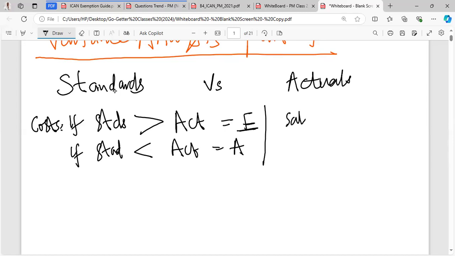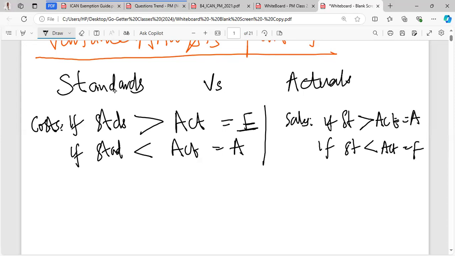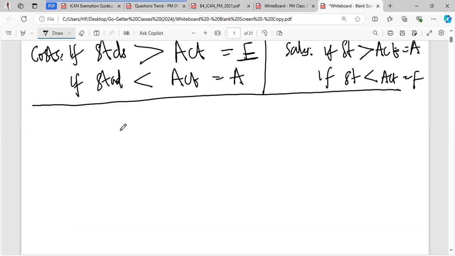For sales, if standard is greater than actual, it is adverse. If standard is less than actual, favorable. So we have the standard versus actuals.